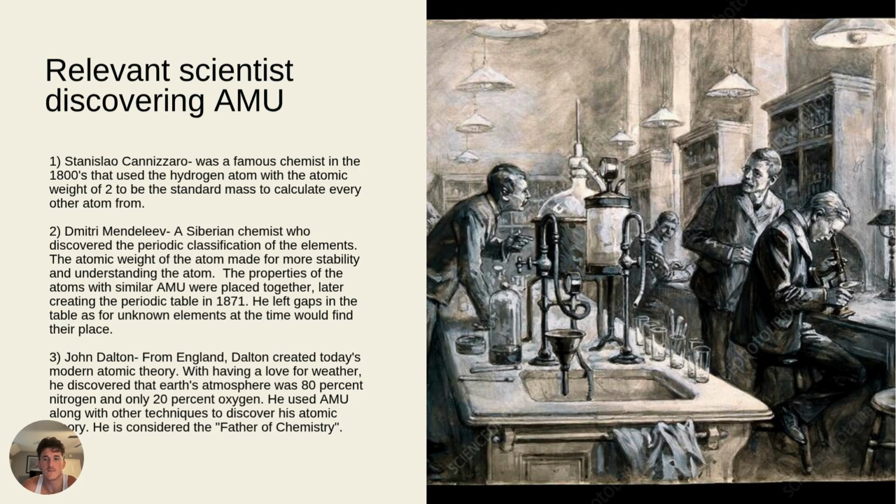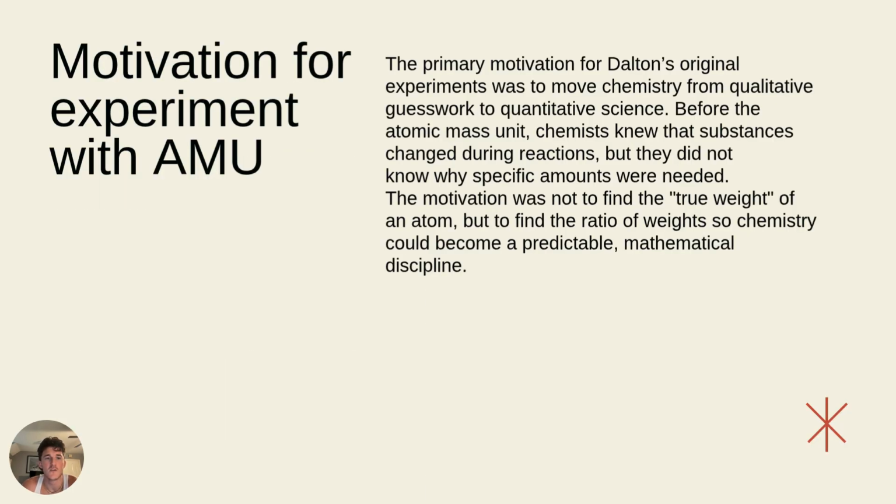Moving on. Motivation for the experiment with atomic mass. The primary motivation for Dalton's original experiment was to move chemistry from qualitative guesswork to quantitative science. Before the atomic mass unit, chemists knew that substances changed during reactions, but they did not know what specific amounts were needed. The motivation was not to find the true weight of an atom, but to find the ratio of weights so chemistry could become a predictable mathematical discipline.